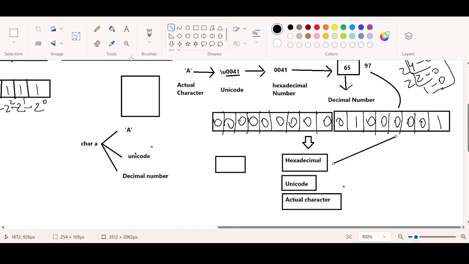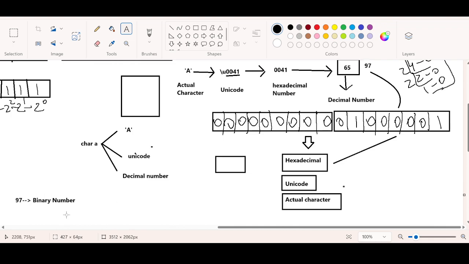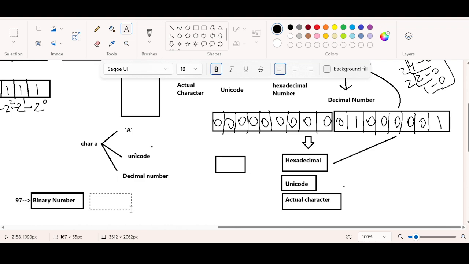You are dealing with 97, guys. Directly you are placing a number 97. This will get the equivalent binary number and would get stored in the memory or in the register. At the time of accessing this binary number, again it will get converted to the decimal number, then hexadecimal number, then Unicode, then the actual character.